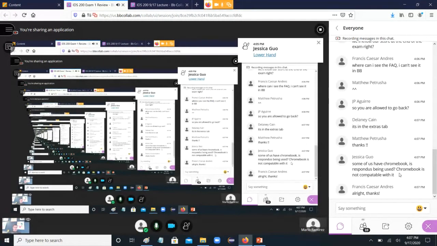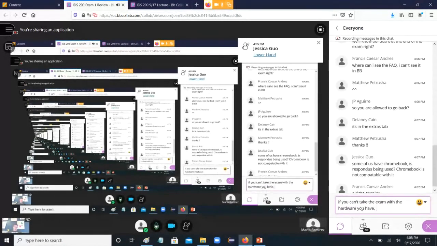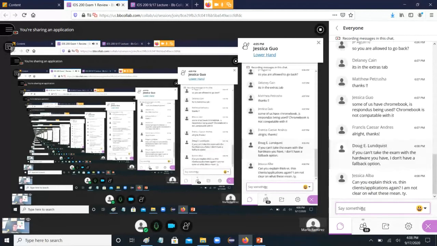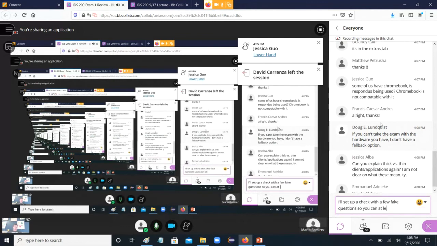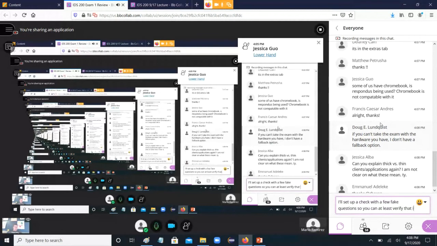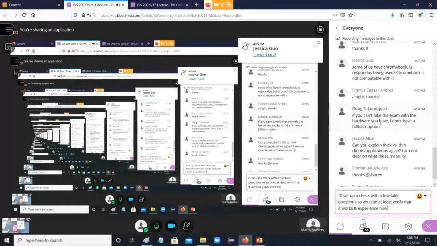Some of us have Chromebooks. I don't know anything about Respondus. If you can't take the exam with the hardware you have, I don't have a fallback option. So Jessica, we can talk about that later. I'll set up a quick test, a fake exam with a few fake questions, so you can at least verify that it works and experience how it works.